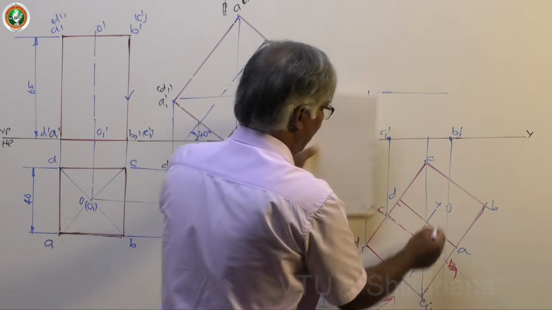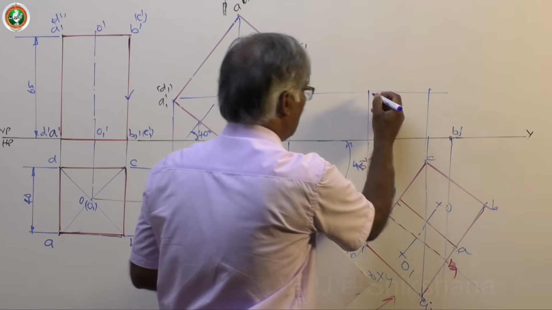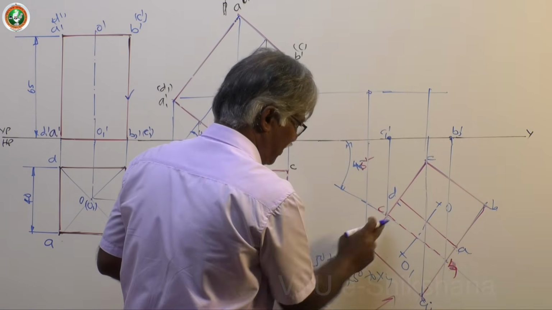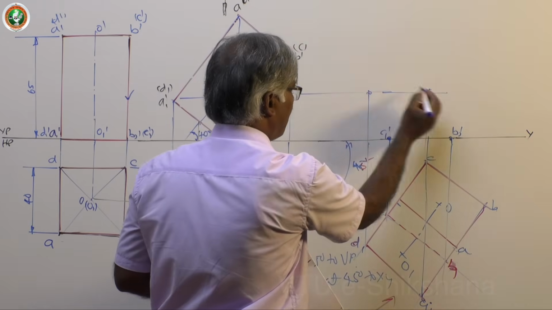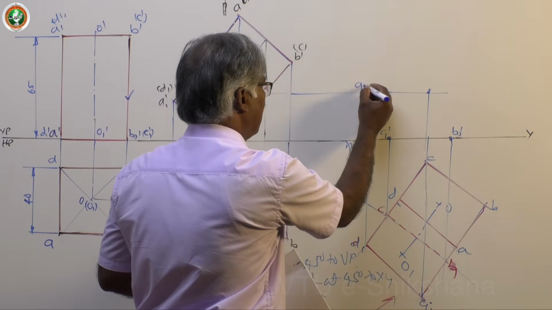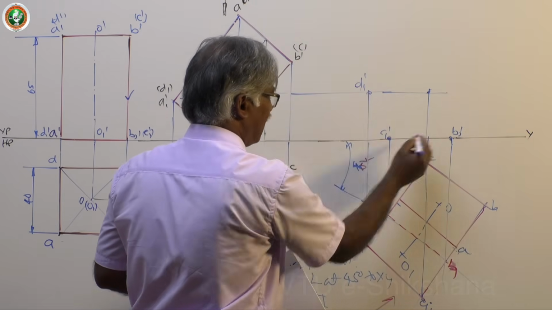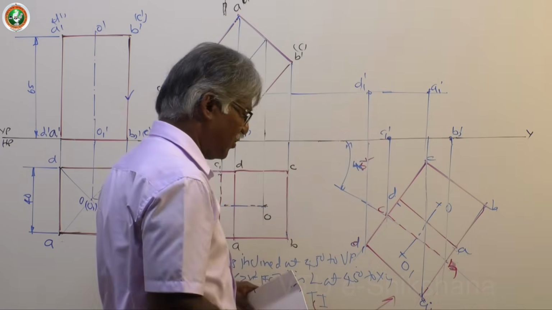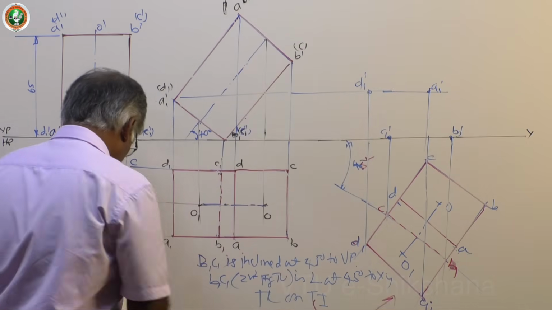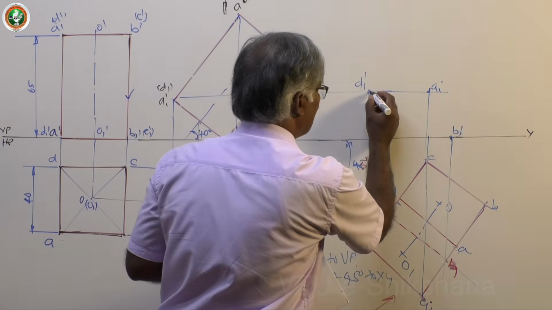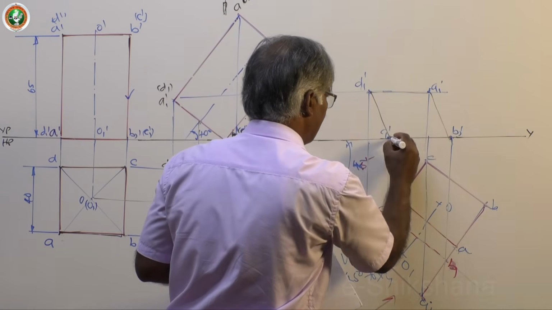BC is over, then A. Now, A, B, C, D I have projected and got the corresponding points. This is B1 dash, this is A1 dash. Join them. Light lines, use light lines and join them. Keep it ready.